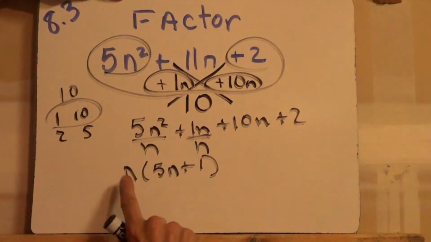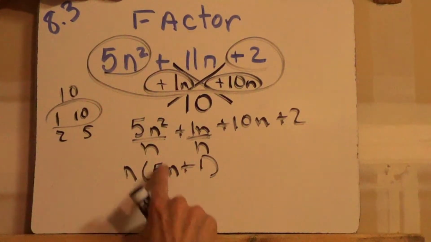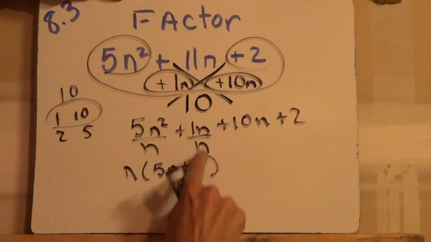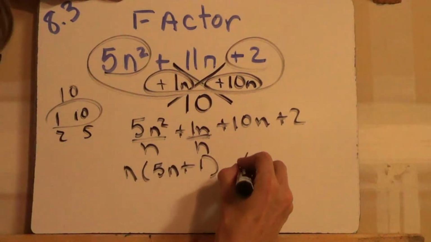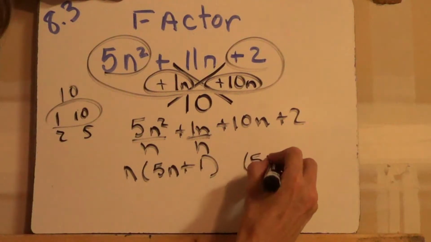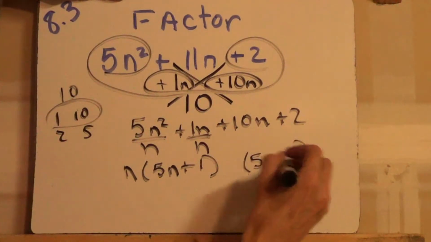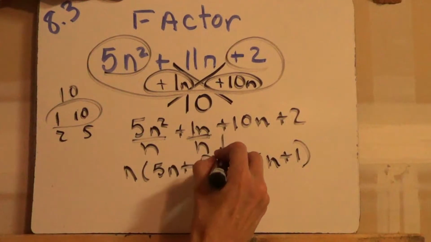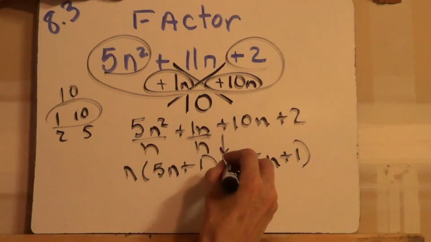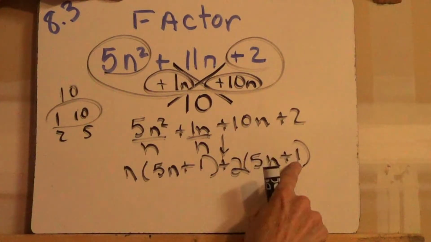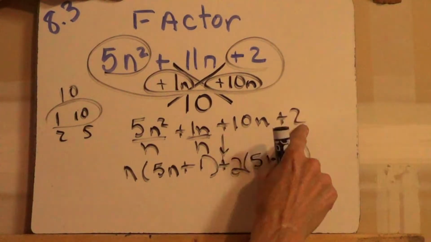Now you can double check that by distributing. n times 5n is 5n squared. n times 1 is 1n. Now take what's inside the parenthesis, copy paste it over here. 5n plus 1. Now drop this sign down. Ask yourself, 5 times what gives you 10? 2. Make sure if you distribute it, you get that. So 2 times 1 is 2.